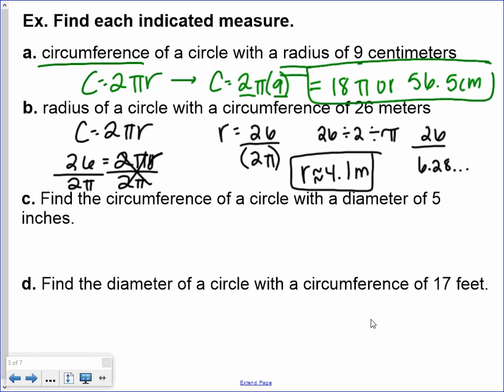Okay, these 3 things on the right are just 3 different ways to type it in. You don't need to do all 3. Just pick one and go with it. The last 2, they give you a diameter. So instead of the 2 pi r equation, it would make more sense here to use the pi d equation.